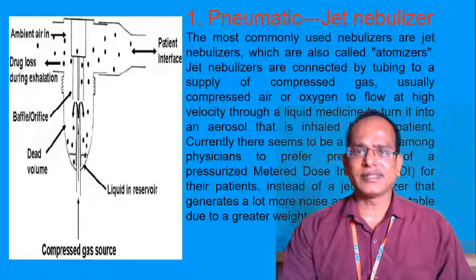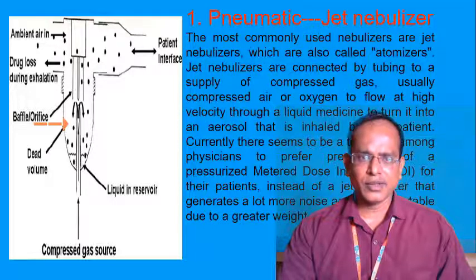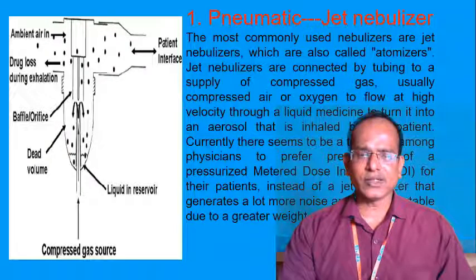So the first type we will see is called the pneumatic jet nebulizer. Here we are seeing it in a diagram, and here ambient air is coming inside the nebulizer, and another one is a baffle. Here is a reservoir, where the liquid is stored. The reservoir occupies some space in a chamber, so the remaining space we call the dead volume.